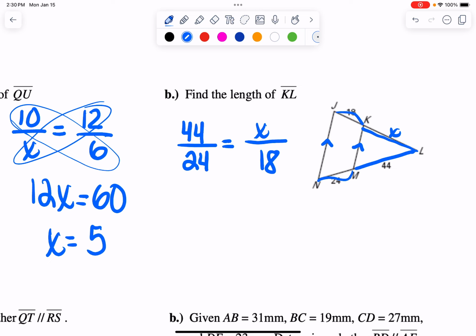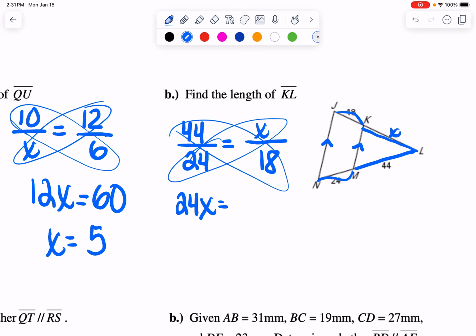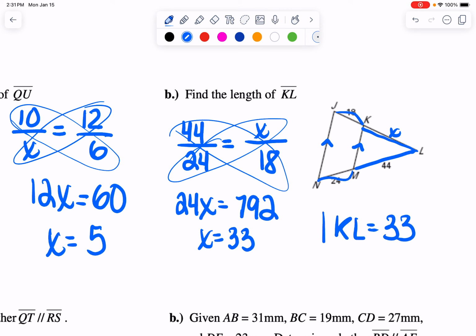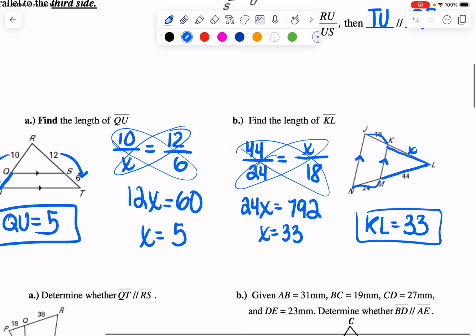Then we just cross multiply and solve for X. So doing that, I'm going to do 24 times X, which is 24X, and 44 times 18. When you plug that into your calculator, you're going to get 792. And then I'm going to divide by 24 to solve for X. You would get X is 33, and that would be the length of KL.